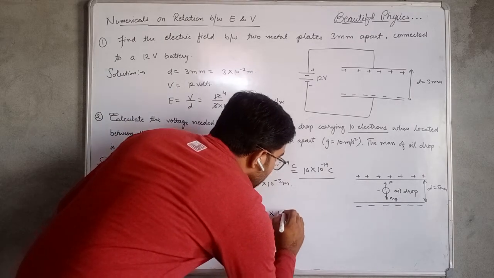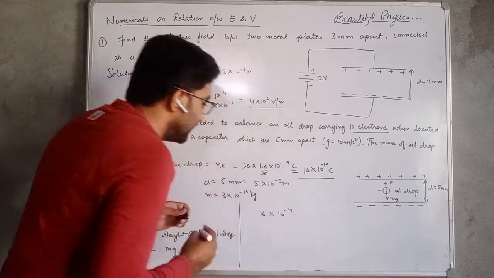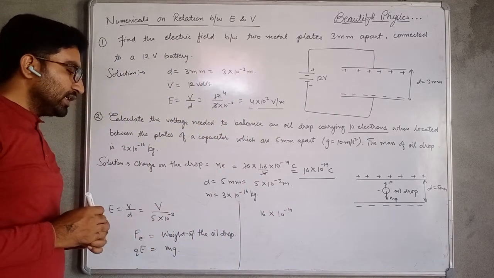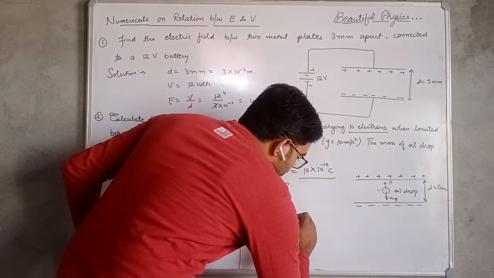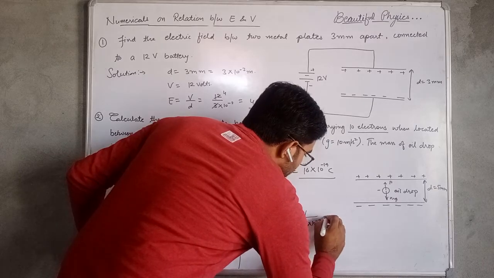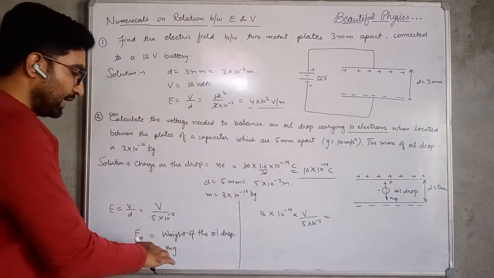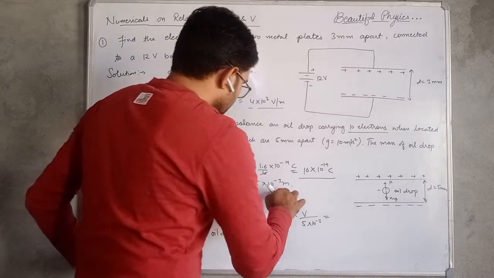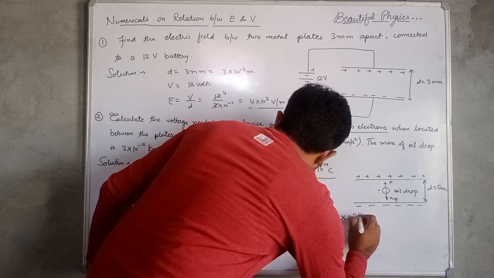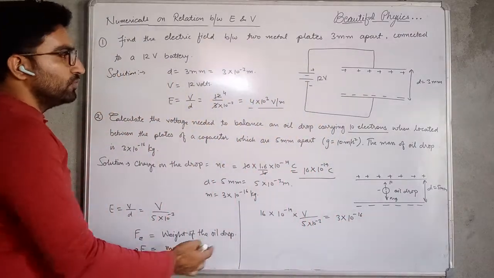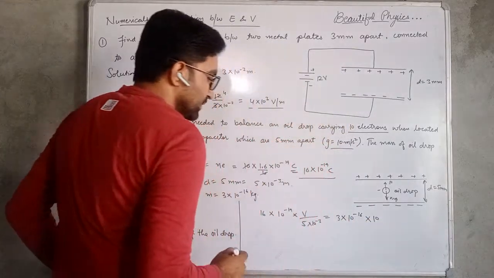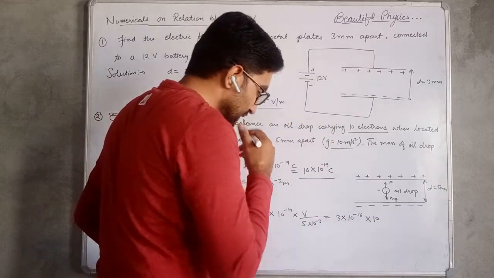In place of Q, the charge on the oil drop, I put 16 into 10 raised to power minus 19, and in place of the electric field I put V by 5 into 10 raised to power minus 3, which is equal to mg. The mass of the oil drop is 3 into 10 raised to power minus 16 kilogram, and the value of g given in the question is 10. Let's solve the terms.